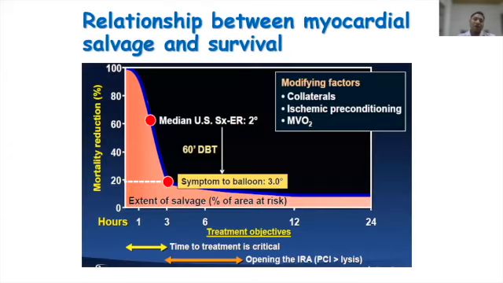This graph shows the amount of myocardium we can salvage depending on the hours at which we do the intervention. The first 3 to 4 hours are the vital period, where lots of myocardium can be salvaged. After 12 hours, the amount of myocardium we salvage is very minimal. So time is muscle, so act quickly.